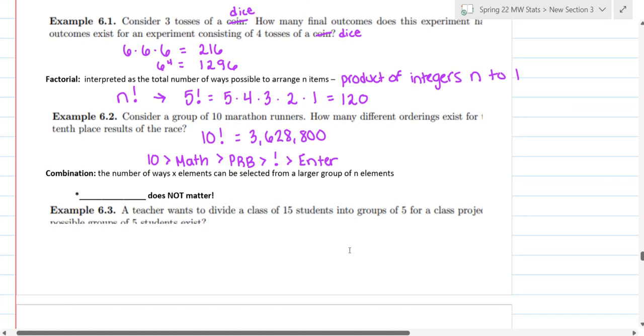All right, and then we're going to use these in some formulas for combinations and permutations. So a combination is going to be the number of ways a certain number of elements can be selected from a larger group of elements. In combinations, order does not matter. Here is the formula for it.